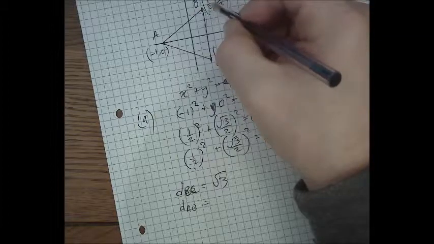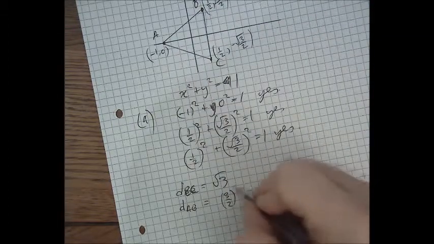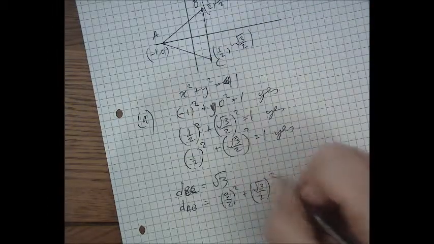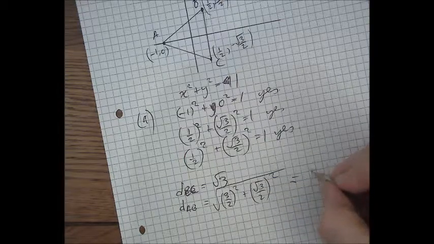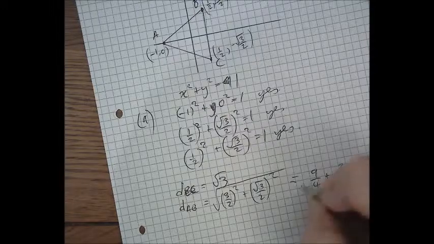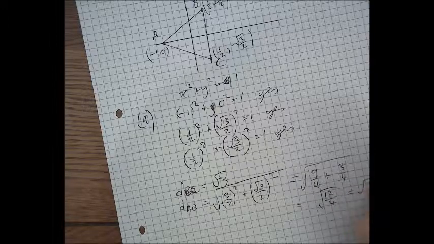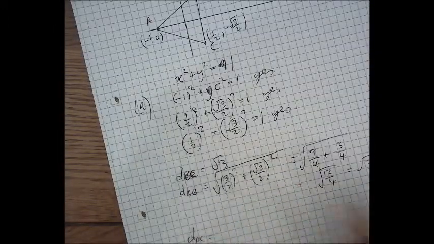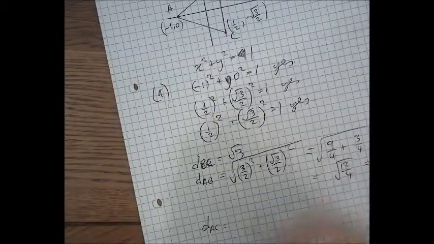It's a distance formula question. That minus that is 3 over 2. Square that. That minus that is root 3 over 2. Square that. Square root the sum. You get 9 over 4 plus 3 over 4, which is square root of 12 over 4, which is root 3. Distance AC has to be the same, because it would be the same calculation just with a negative there that would get squared immediately. So there we go.